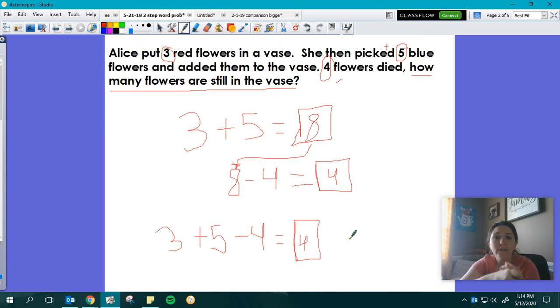So that's just a quick review of solving two-step word problems. If you're working on them today and you get stuck, just contact your child's teacher, and I'm sure that they will be willing to help. If you have any questions, just let us know.